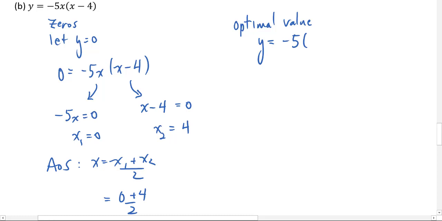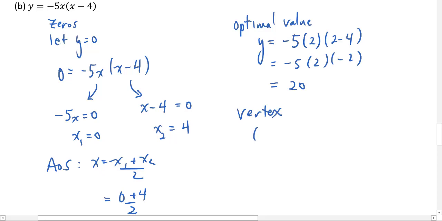For the optimal value, we sub the axis of symmetry into our original equation. So it's -5 times our 2 times 2 minus 4, which is -5 times 2 times -2, which gives us an optimal value of 20. And once we have the optimal value, we have our vertex. So our vertex is our axis of symmetry and our optimal value.